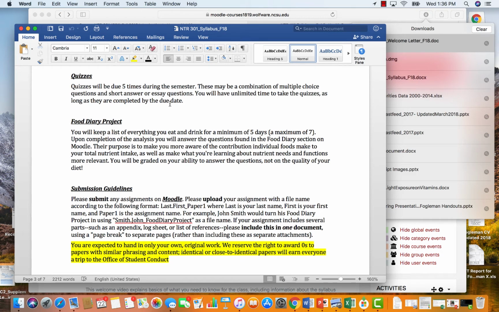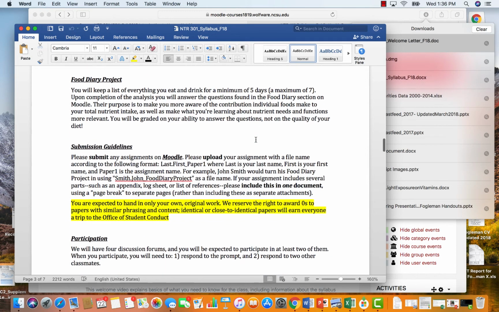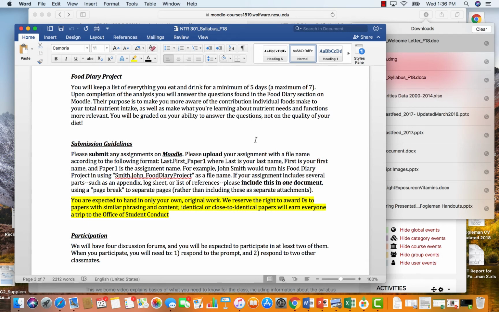There'll be 5 quizzes due during the semester. Again, you have unlimited time to take the quizzes, as long as they're completed by the due date. The food diary is kept for a minimum of 5 days or a maximum of 7, and you'll analyze your diet and answer questions. One important point about the food diary is that you're graded on your ability to answer the questions and your quality of work, not on the quality of your diet. So don't worry about not putting in something that you ate because you're afraid of being judged. That won't happen. Don't worry.